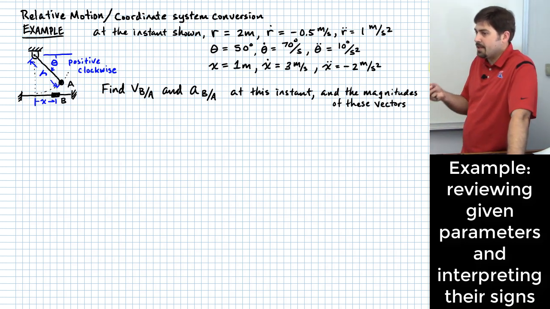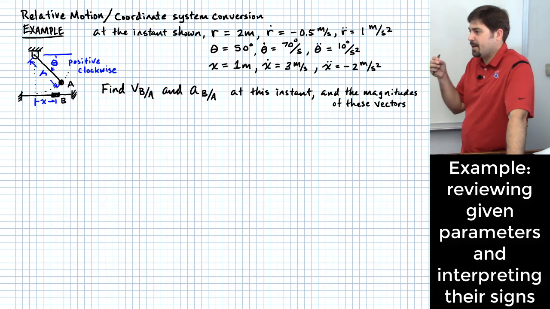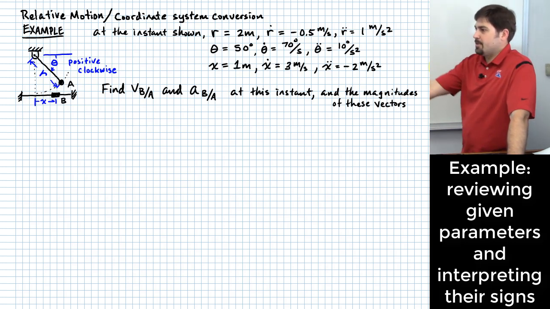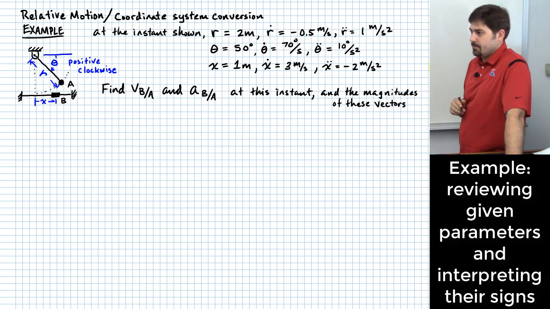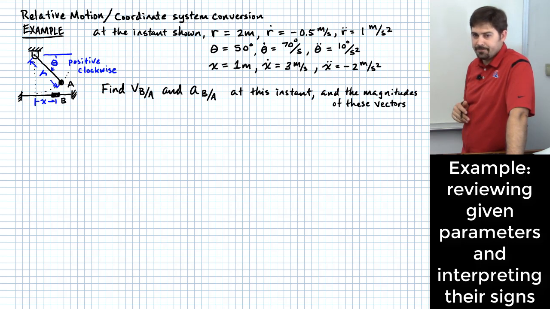So it's being drawn in right now because it's negative. But since the acceleration is positive, it means that if you would allow it to keep moving over time, it would go back outward. That's one of the ways to mentally interpret the signs of r dot and r double dot.